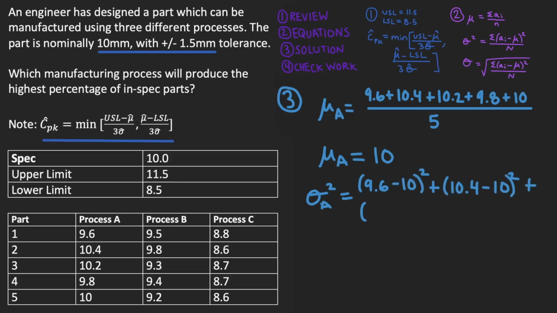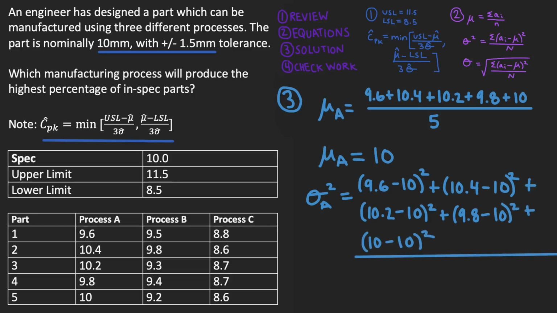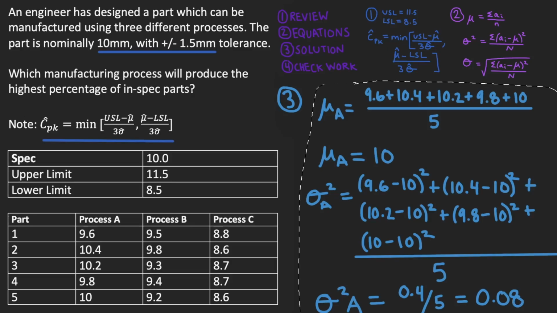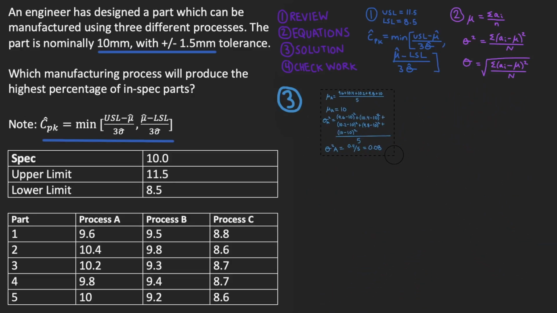Again, we'll find the sum of all of our entries, but this time minus our average squared. So we do that. And finally, we can calculate our standard deviation by taking the square root of our variance and dividing it by n, which is our number of entries. So our standard deviation for part A is going to equal 0.2828.